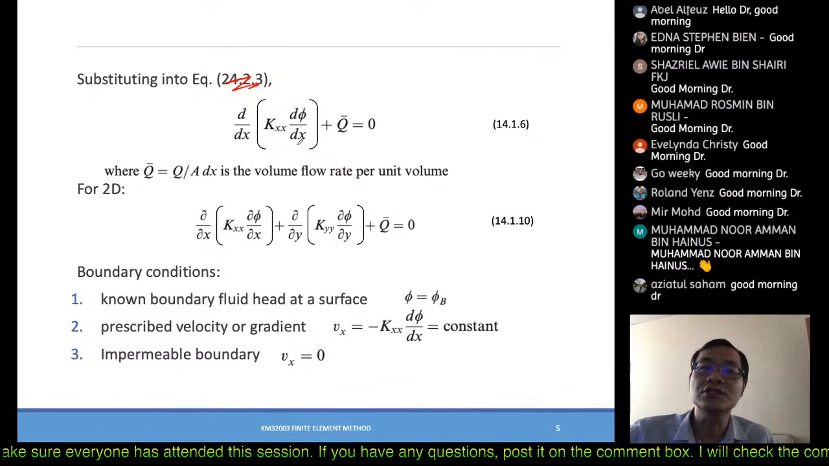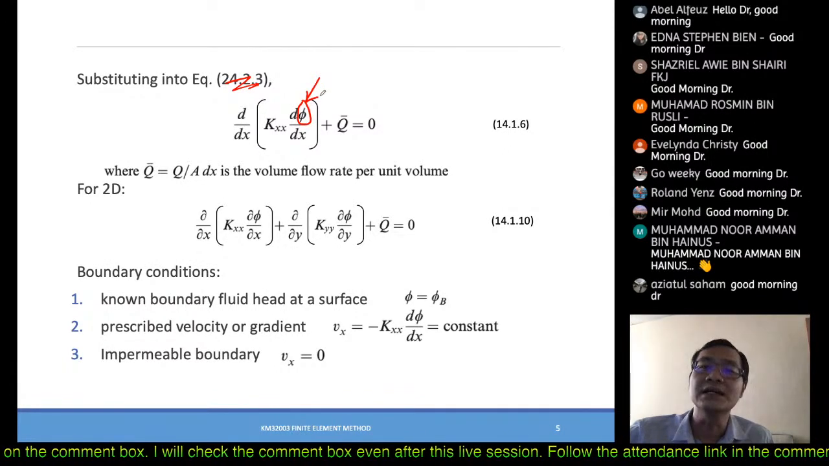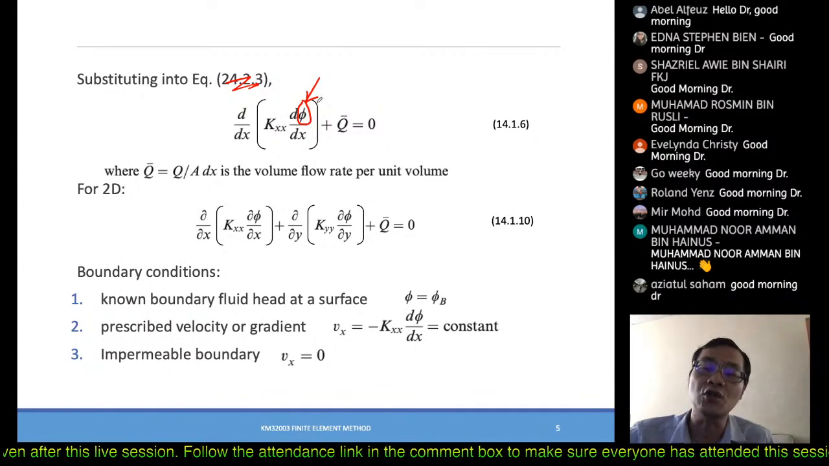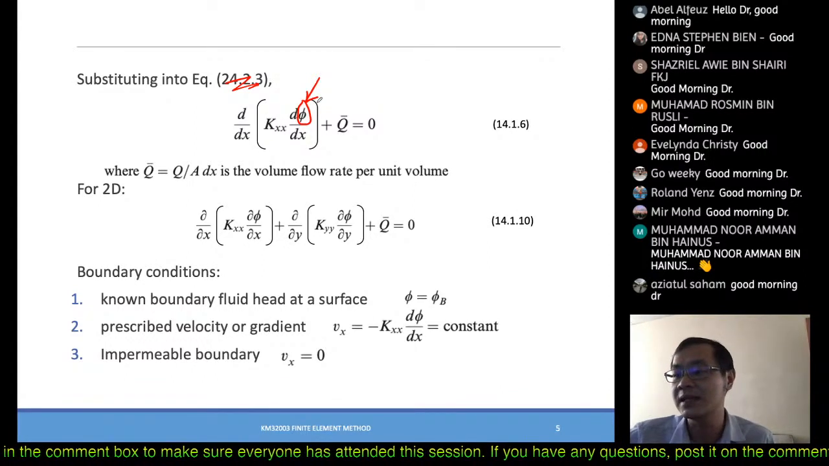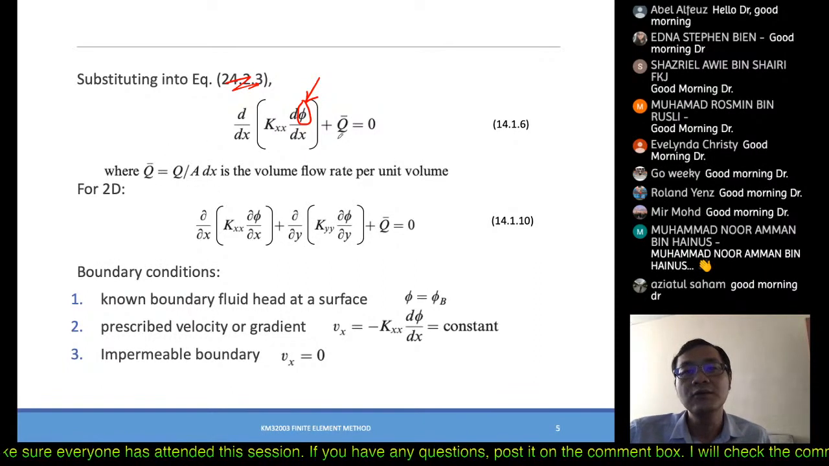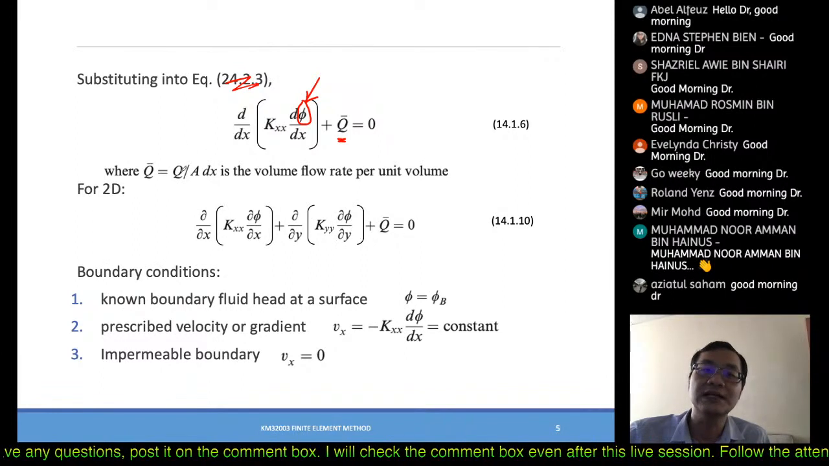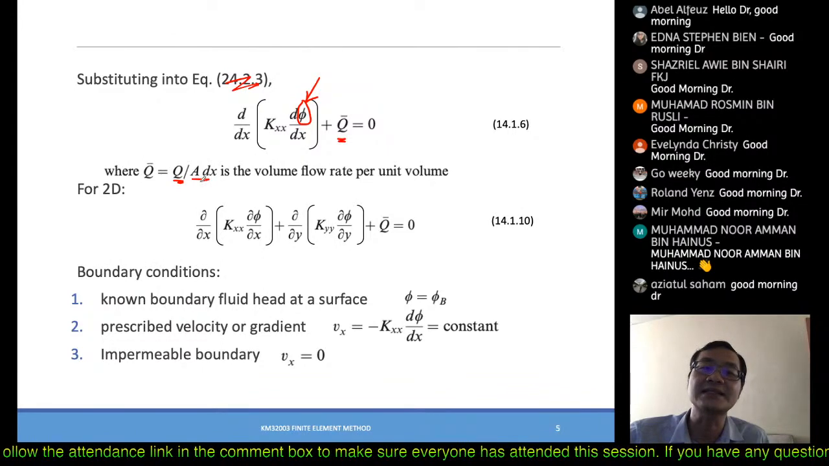The derivation is similar, only now instead of temperature, this becomes the stream function. It can be a potential function as well. So it depends on which parameters you intend to use in this fluid application. Whereas this Q bar itself is related to the volume flow rate per unit volume, so you have the Q divided by the A dx.